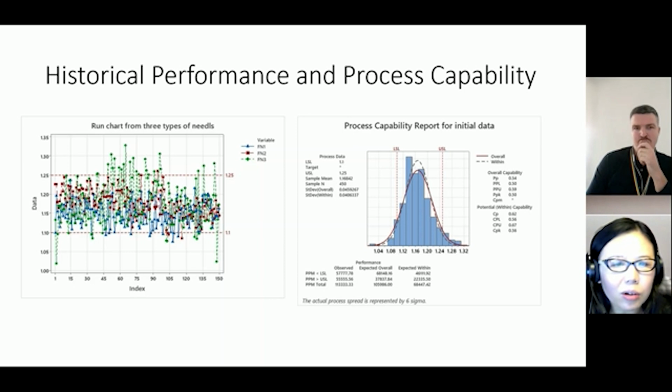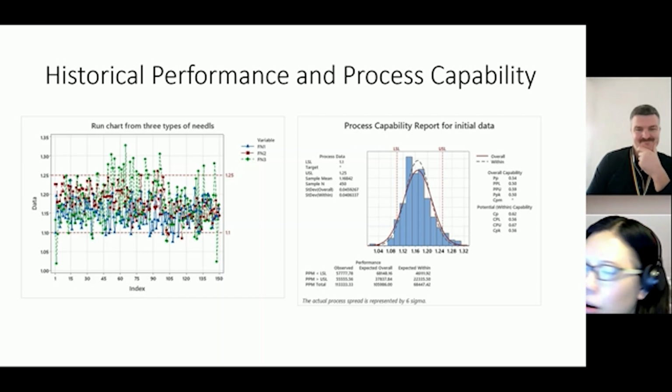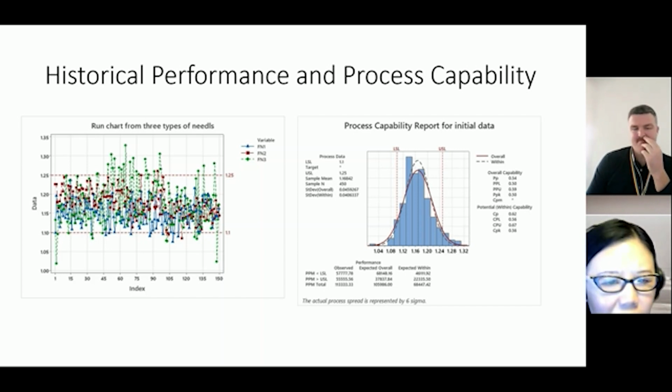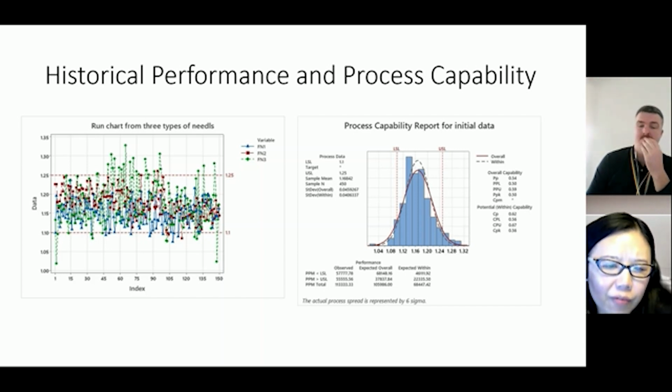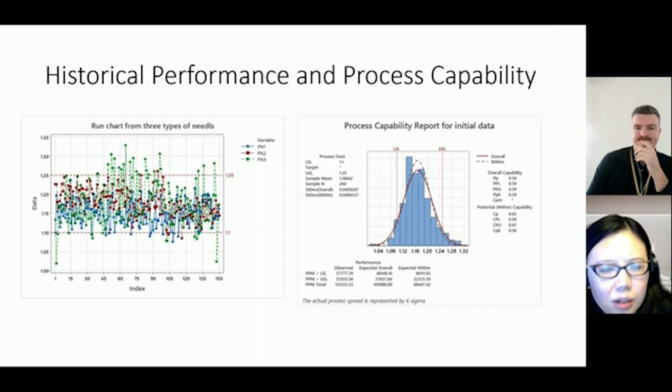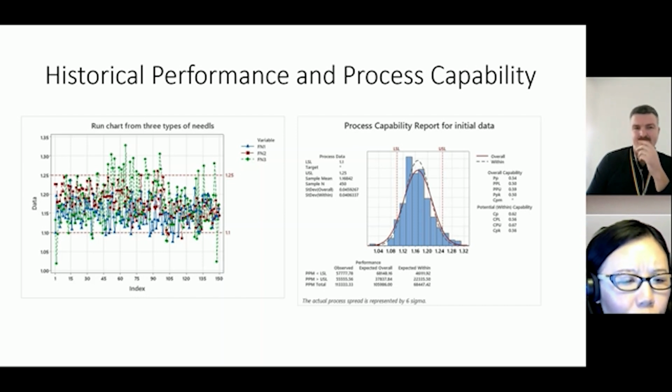Looking at the capability analysis, you've got a very low Cpk and Ppk. And I can also see from the graph that you've got quite a few items out of spec. So no wonder you're seeing problems in your process. First of all, you've got 3 different needles.